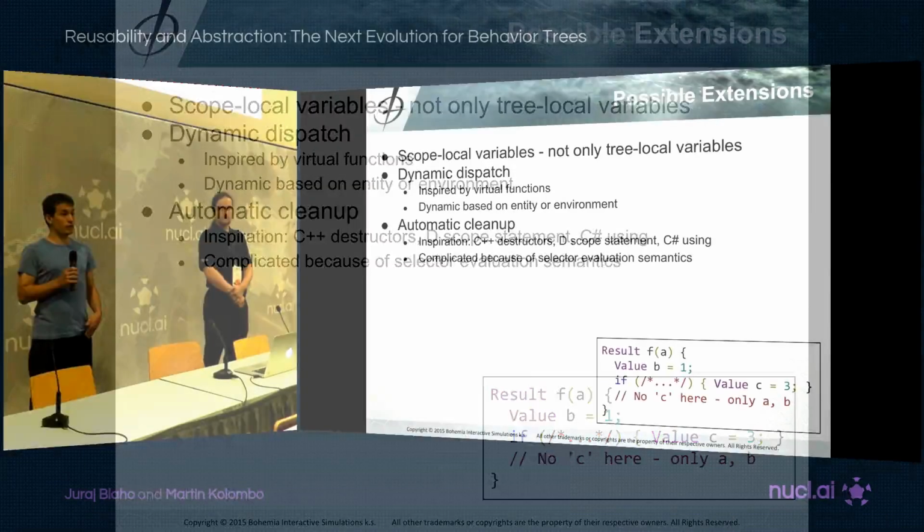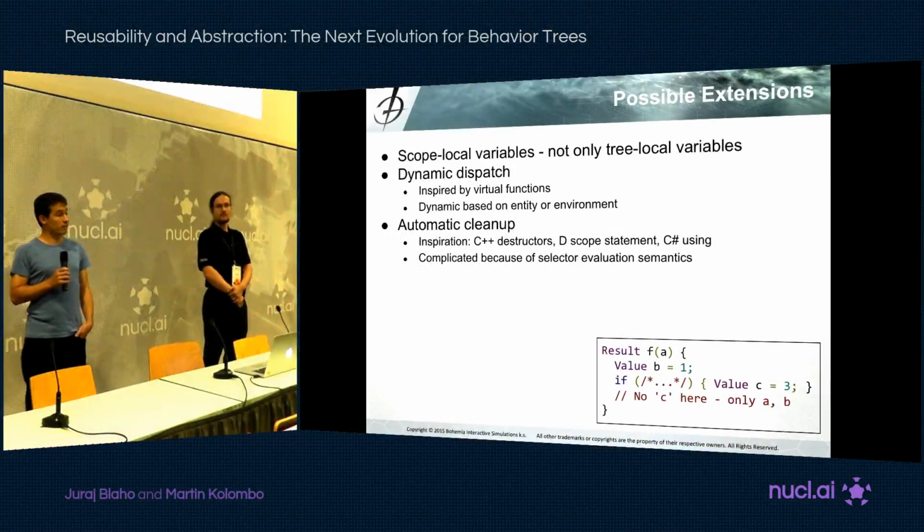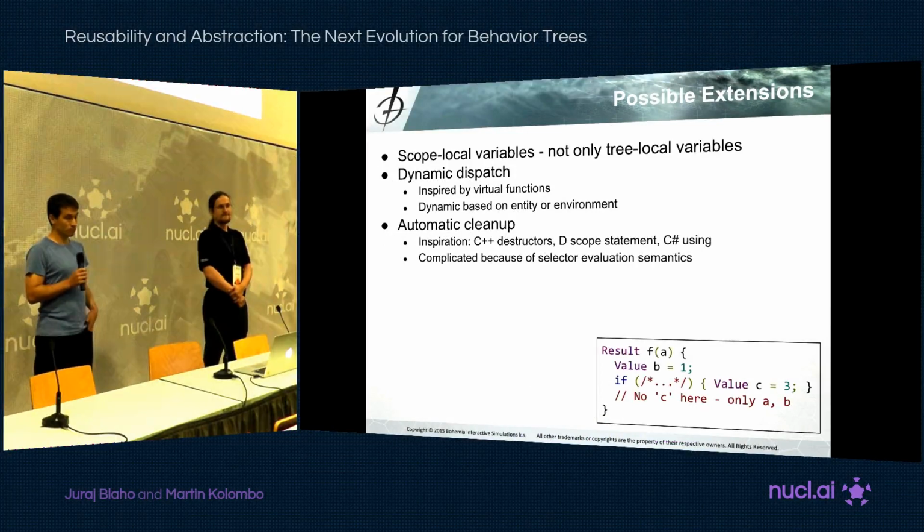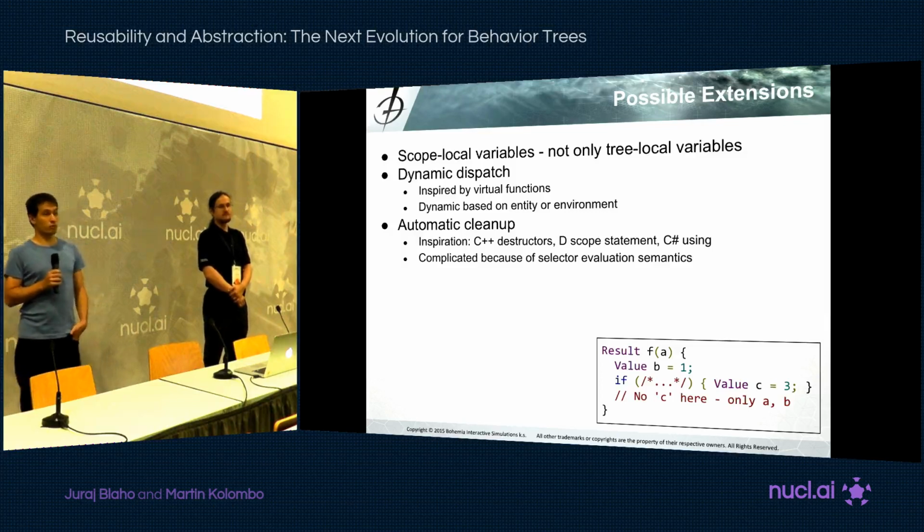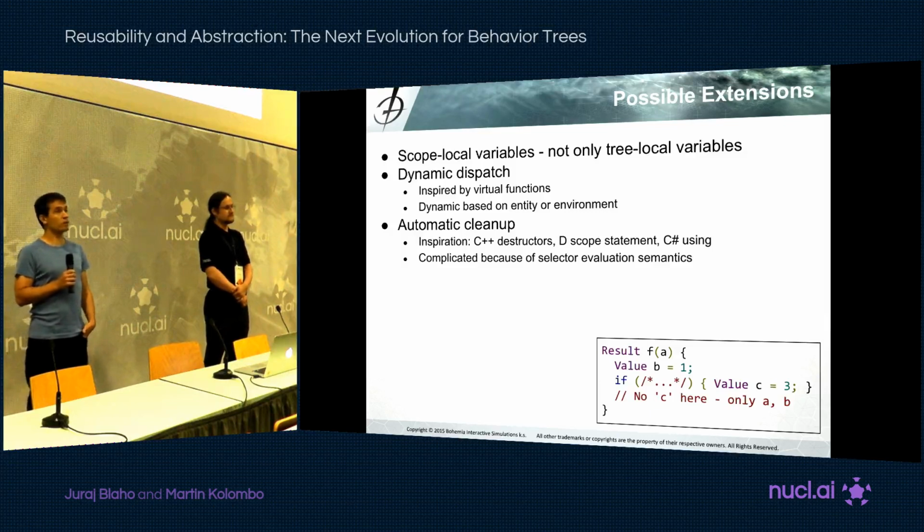Another feature we already have a plan to implement is a dynamic dispatch. That means to be able to select the tree to be called depending on some runtime property, for example, entity type or world state. This would be inspired by how virtual functions are implemented in programming languages.